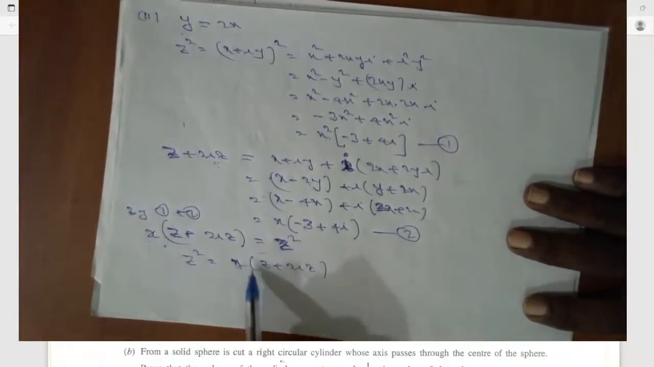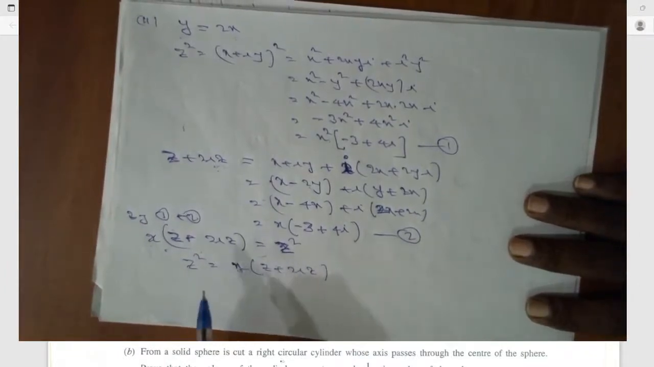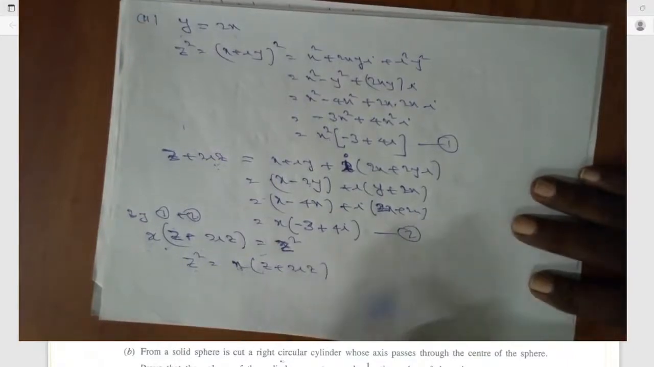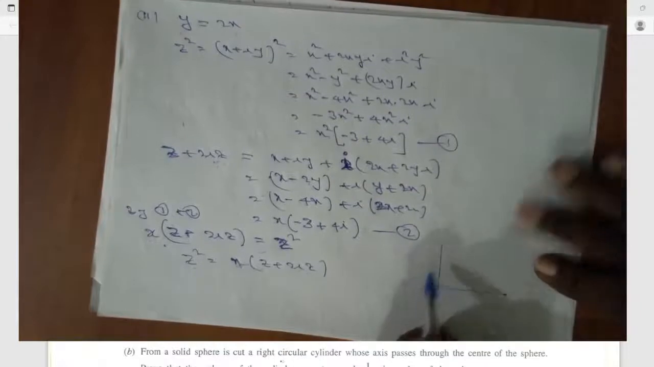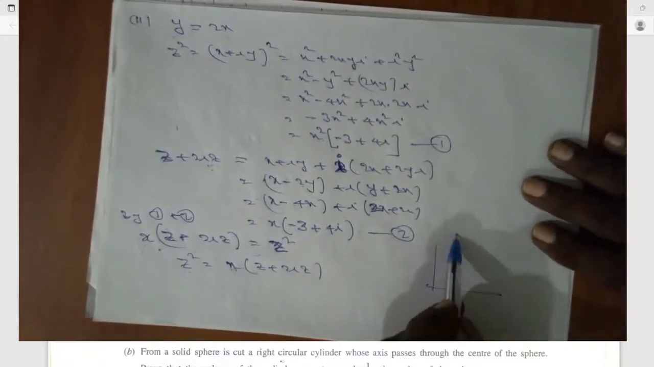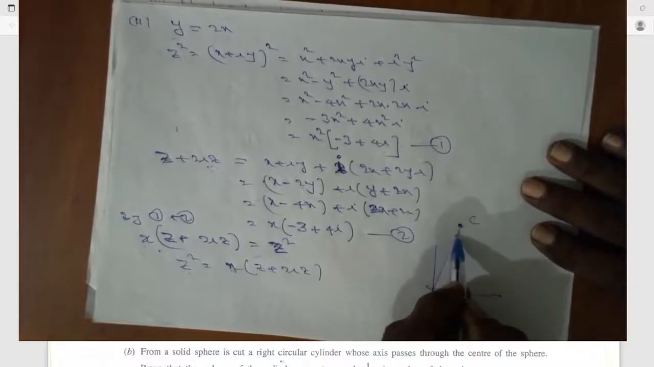Otherwise, if x is greater than 1, that means z squared is on OC produce. Is it clear? Right? Yes, sir. Now C is like this, OC.